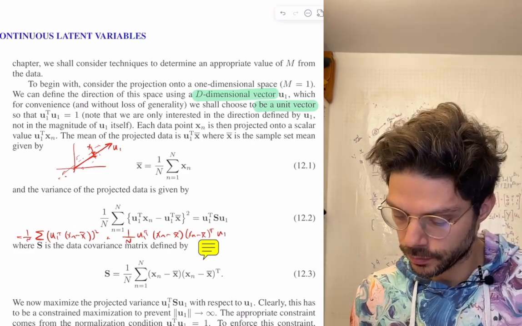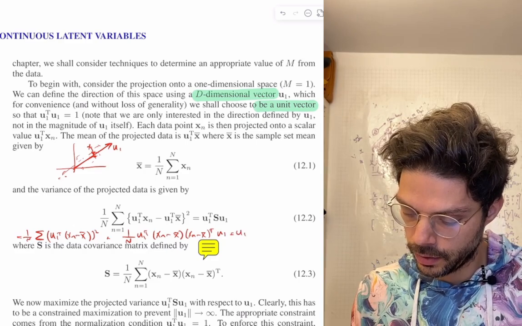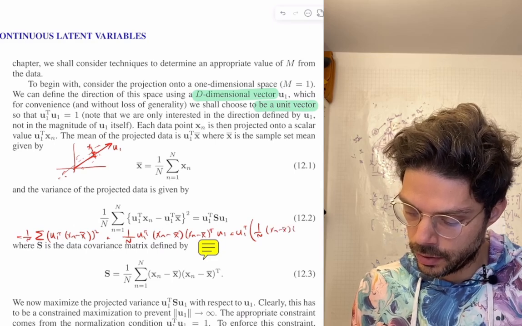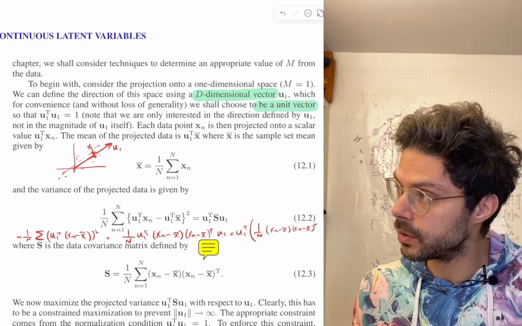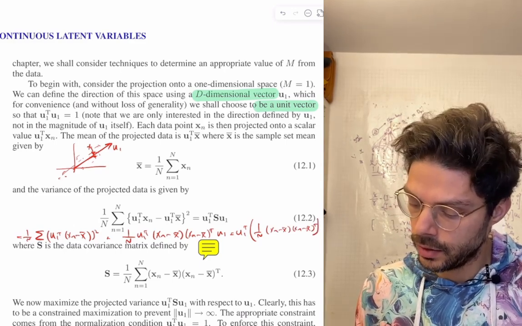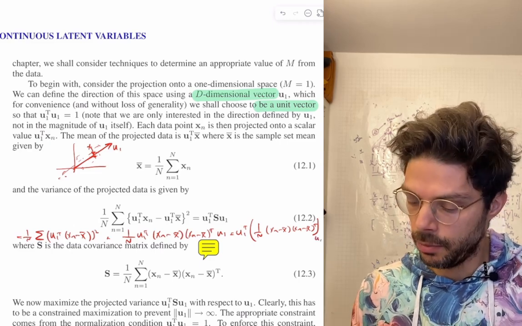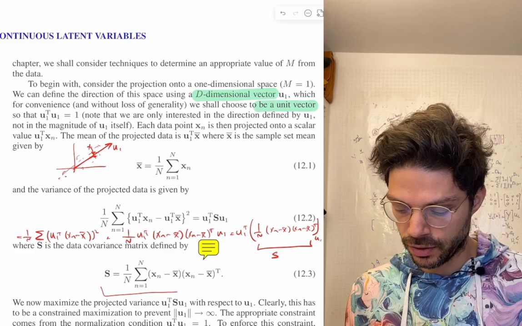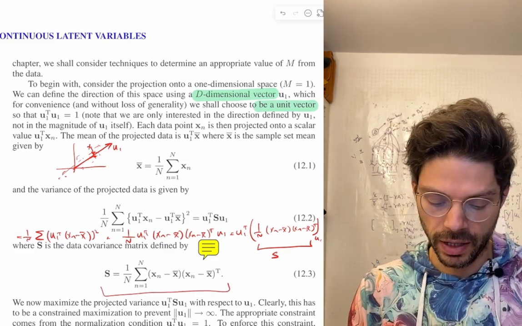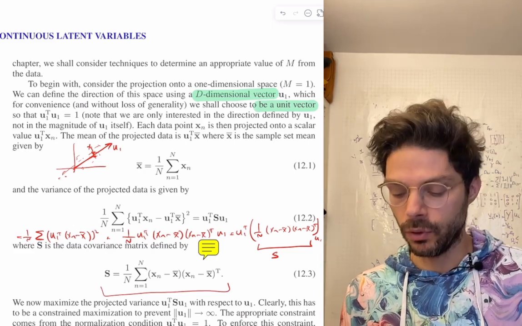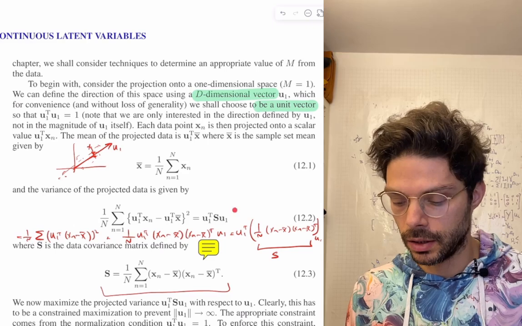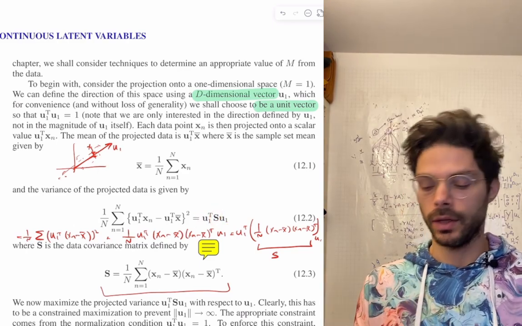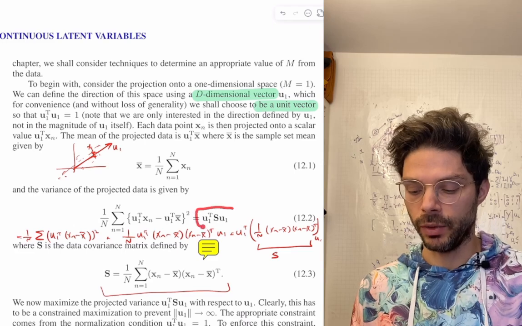u1, and then this will just be u1 transpose times 1 over n times the sum of (xn minus x bar)(xn minus x bar) transpose. Running out of space here. There'll be a u1 hanging out there. But this thing is just, you can see this is just the covariance of your data. So that's just that. Okay, so what we're saying is, for a given unit vector, the projection of the variance along that direction is just you take the covariance matrix and you project it in this way along that direction.